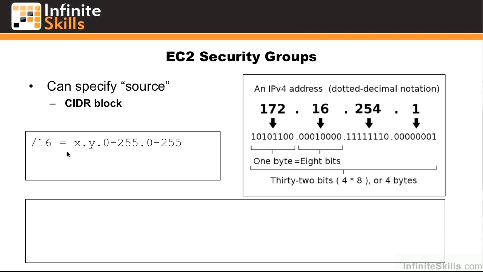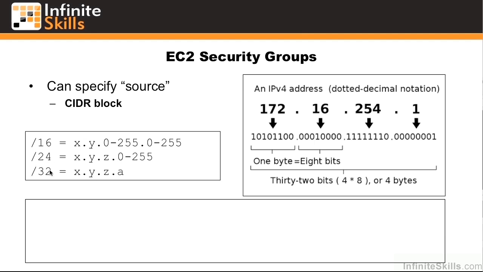Such as right here, we have /16, which for this address would specify that the first two octets are hard-coded. The third parameter can be between 0 and 255, and the last parameter can be between 0 and 255. If we have a /24, we're masking off the first 3 octets, or 24 bits, in which case we can have X, Y, Z, which are hard-coded, and the last can be 0 through 255.